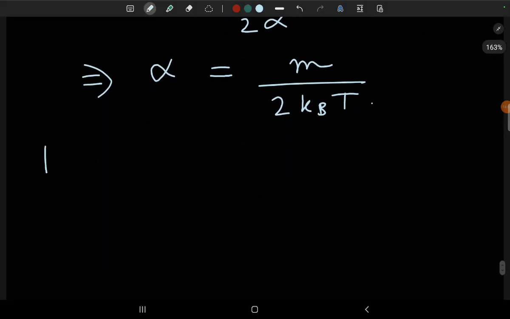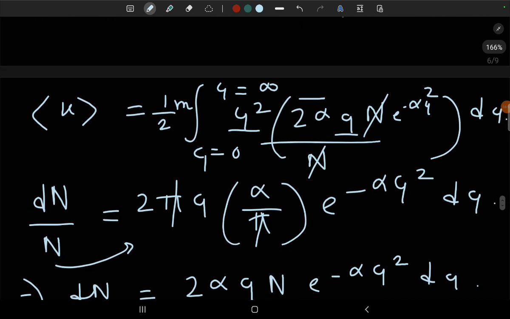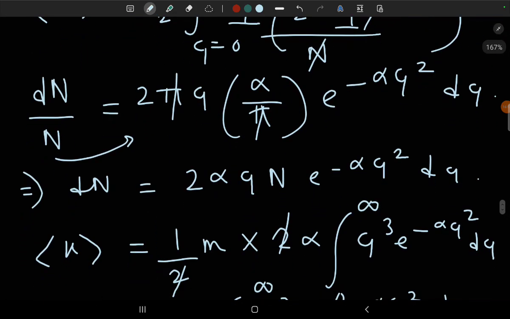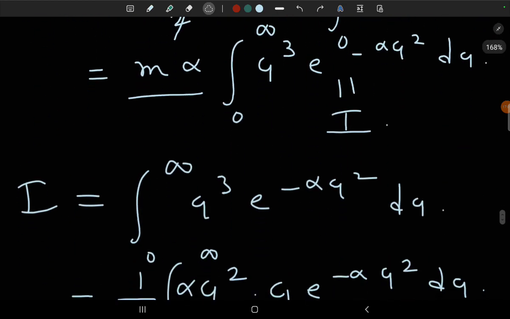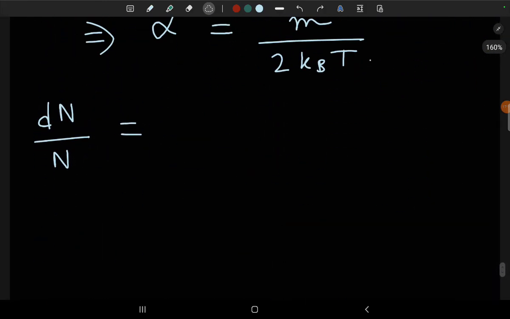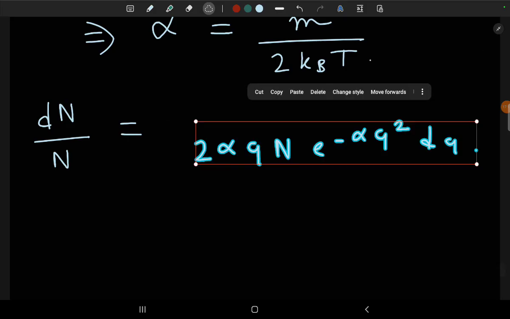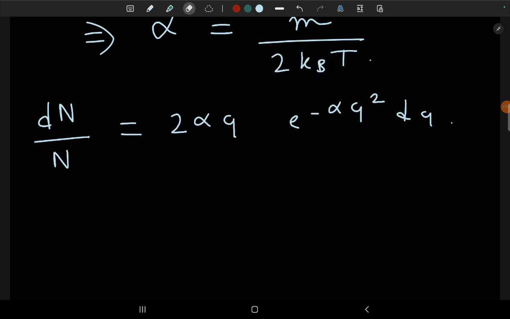So our original equation would then turn out to be dN by N equal to, and we can actually copy our equation from here, and paste here. And delete the N out here.